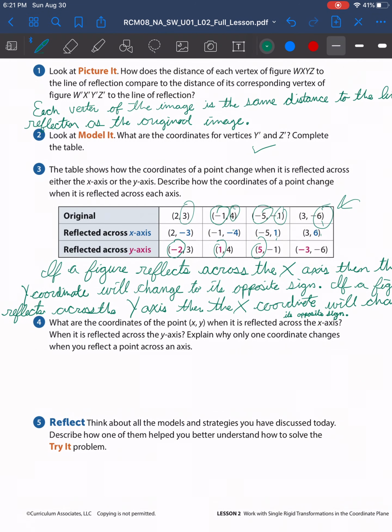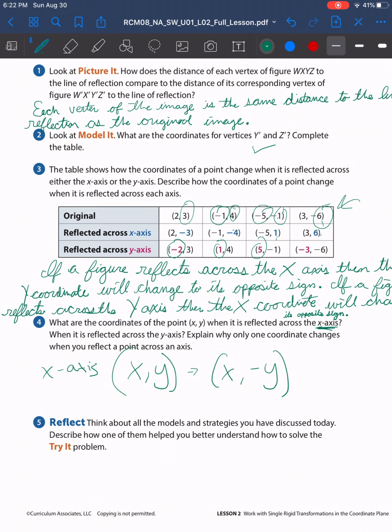What are the coordinates of the point x, y when it is reflected across the x-axis? Okay, so if I reflect x comma y, they're both positive, right? And I reflect it across the x-axis, that means y will change to its opposite. So it will then be x comma -y. The second half of the question says, when it is reflected across the y-axis, okay, so this is if it's y-axis.